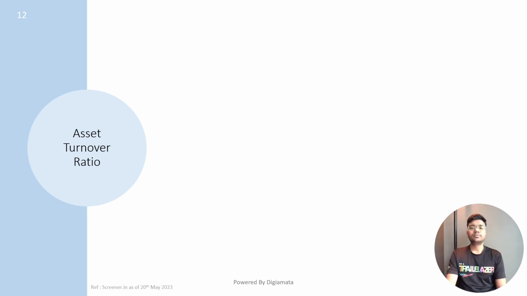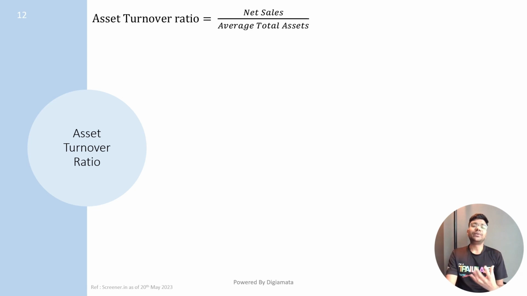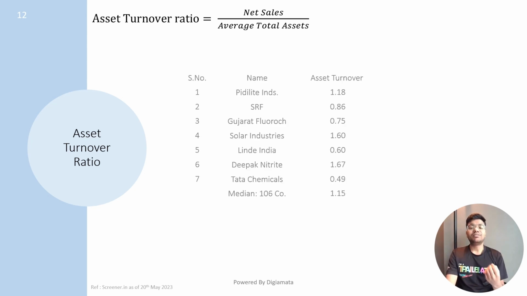Okay, now in order to calculate it, you take your net sales divided by your average total assets. And average total assets again would be calculated similarly: your assets at the start of the period plus your assets at the end of the period, divided by the number of periods. Okay, now let's take an example of the same Tata Chemicals and try to compare it with our peers. So you can see the asset turnover ratio of Tata Chemicals is 0.49, while some of the peers have greater than 1: 1.18 for Pidilite, or even for Deepak Nitrite it's 1.67, while the median is 1.15.